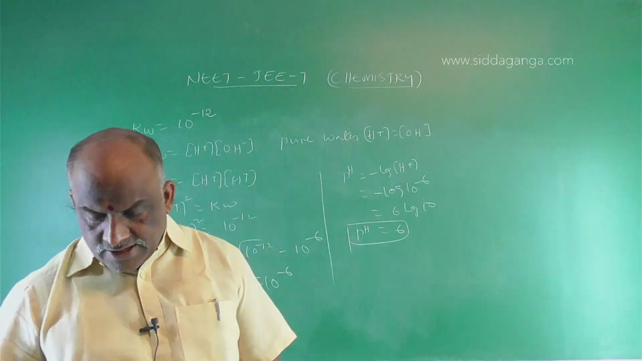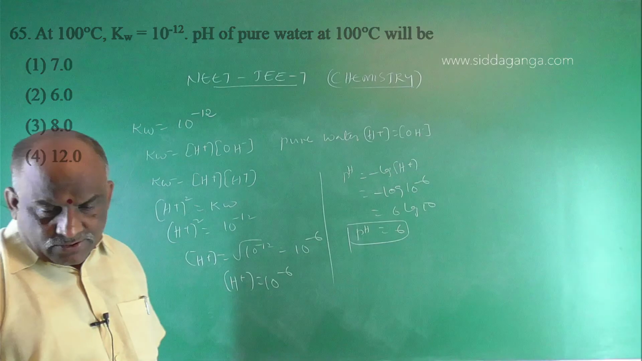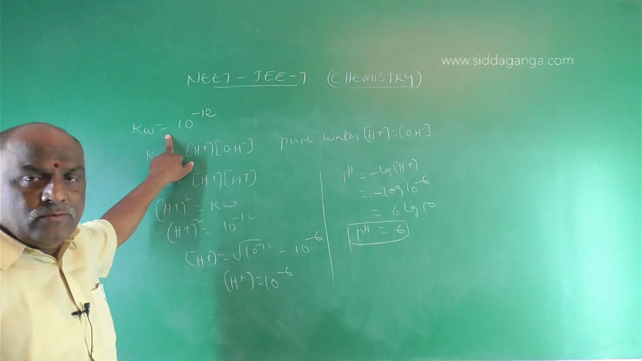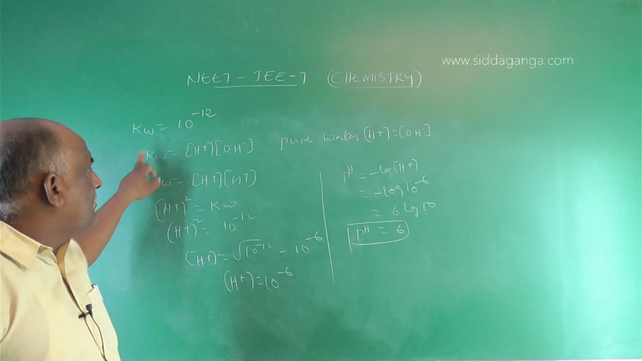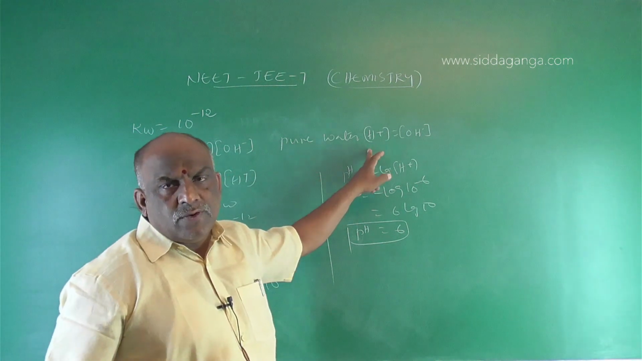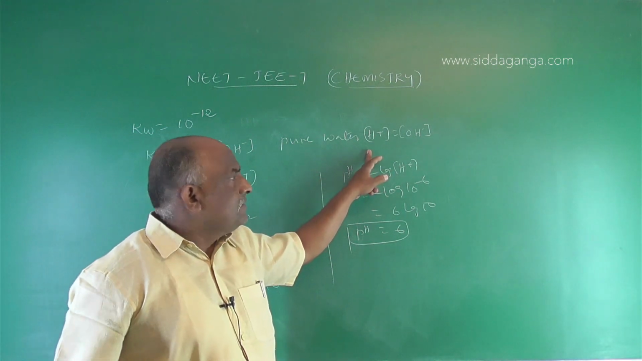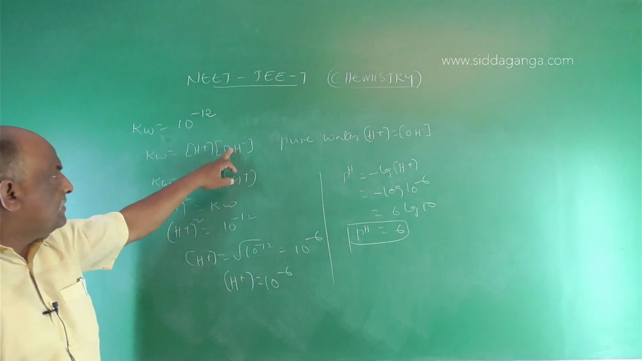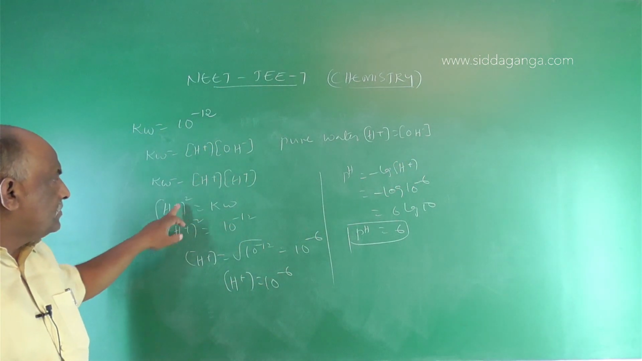Option number 2 is the right answer for this. Before going to that option, we should once again cross check. Kw is given as 10 power minus 12. Kw is equal to H plus concentration times OH minus concentration. Water is neutral with litmus, pH 7, and H plus concentration is equal to OH minus ion concentration. You can substitute OH minus equal to H plus, so H plus whole squared is equal to Kw.